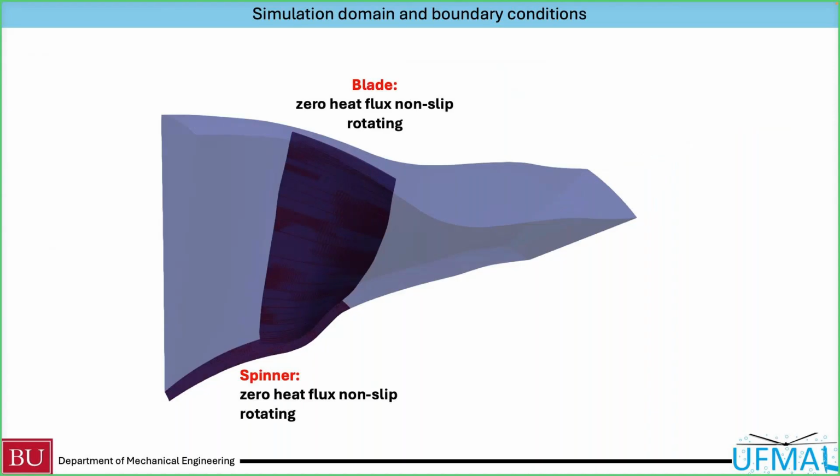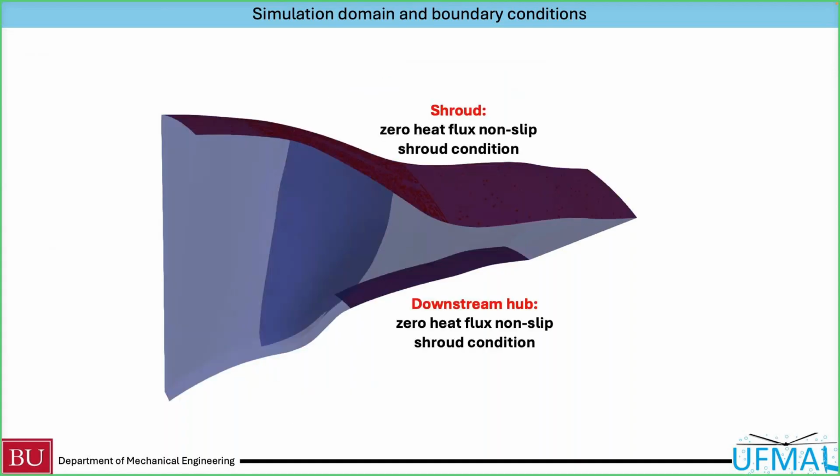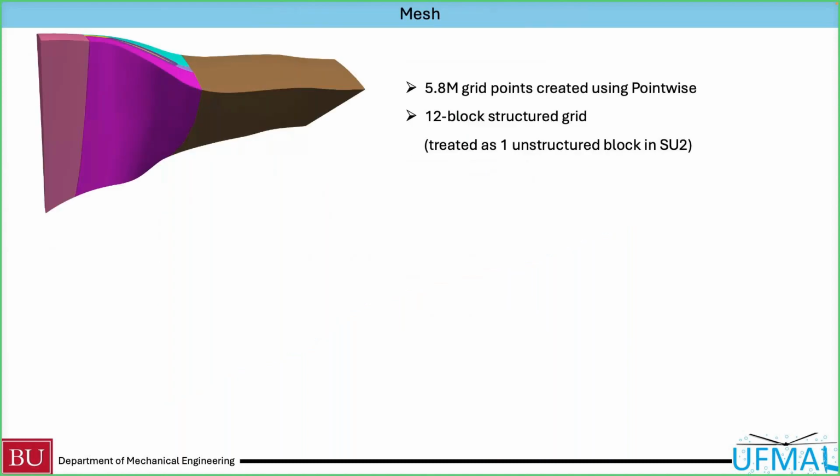On the blade surface, including the blade tip and the spinner, which is the rotating part of the hub, the zero heat flux condition is used. And the shroud and the downstream hub are the stationary parts of the wall, so I use the zero heat flux non-slip condition there.